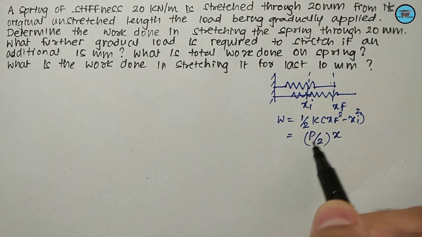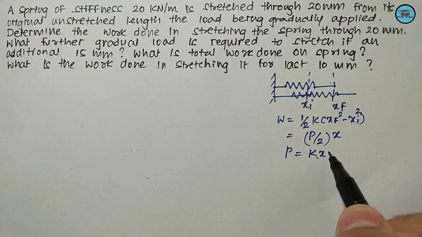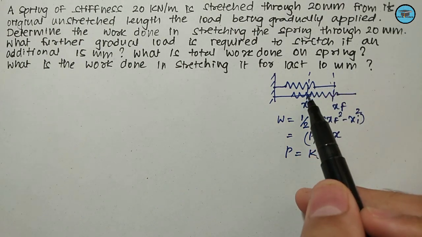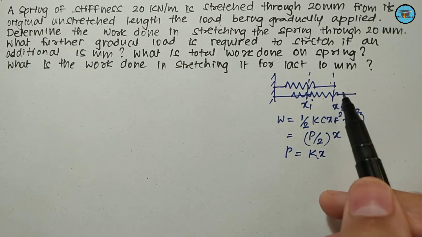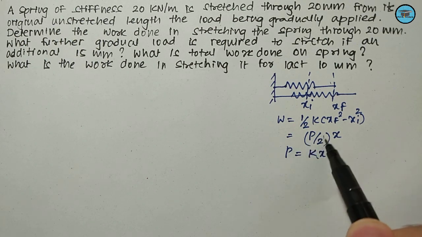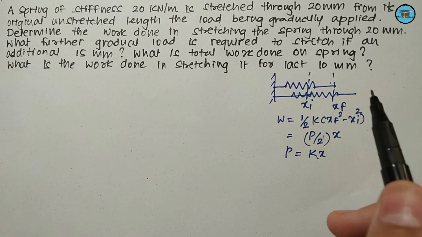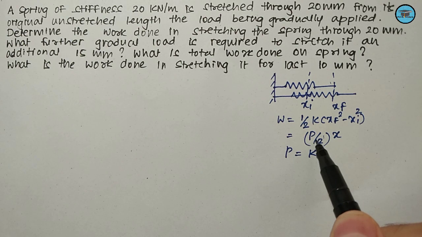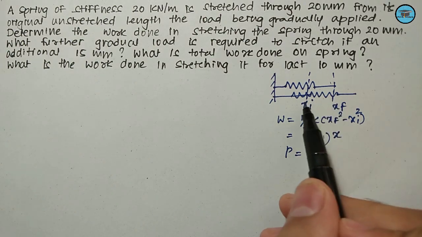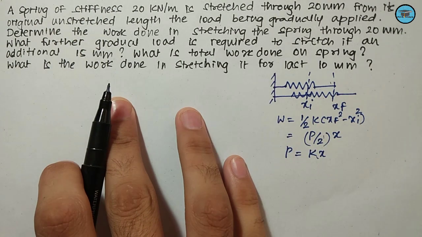P is nothing but the load and the value of P can be given as k into x, where x is equal to xi for this position and x is equal to xf for this position. In short, this is nothing but the average of the load applied. So we need to calculate the load at this position and the load at this position, and then take the average, and x is nothing but the difference between these two. So this is the concept which we will be using for solving such kind of problem.